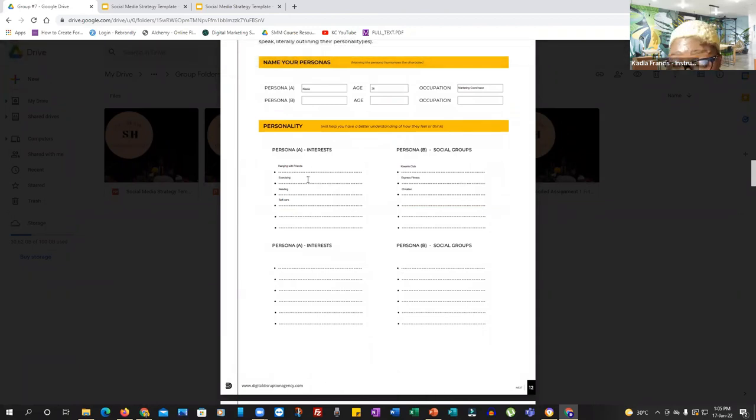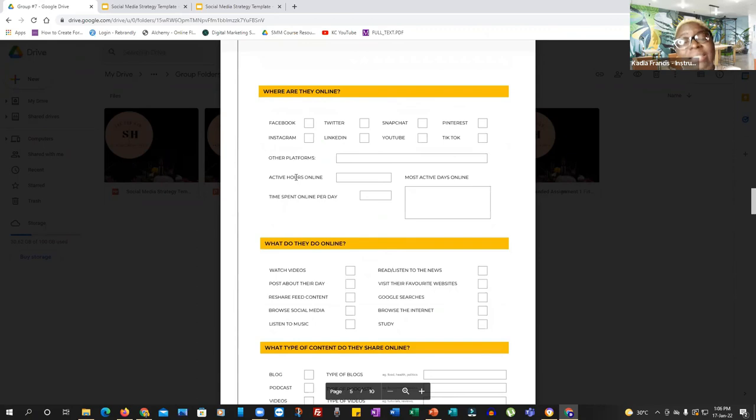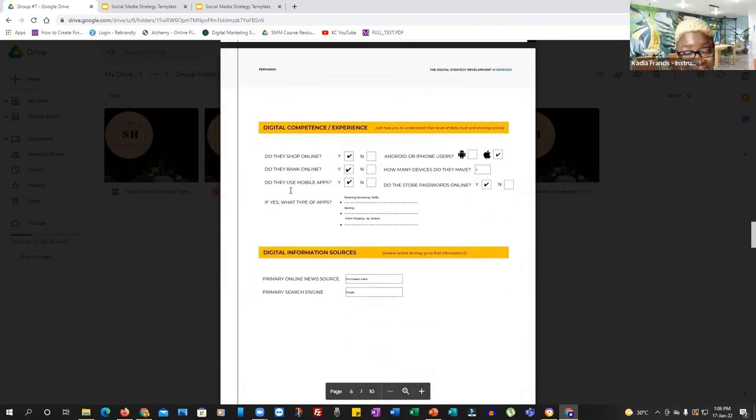Interest, you could talk about, do they get involved in politics? Do they talk about politics on their platform? Is that an interest that they have? Is that something that they share? Are they into social issues? Stuff like that. So this is how, guys, you could use this.